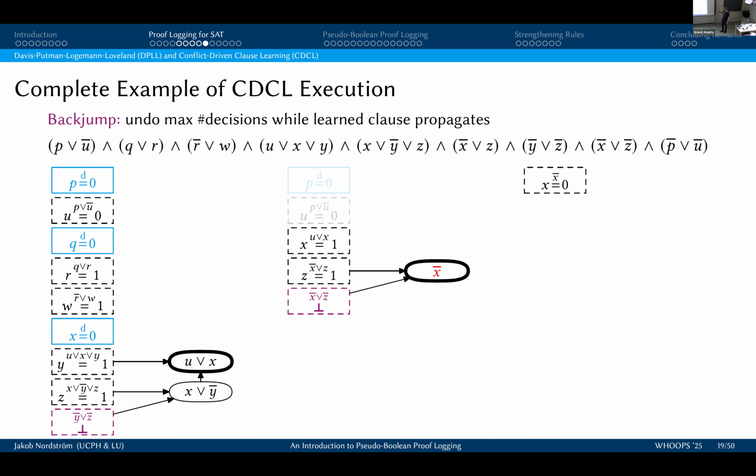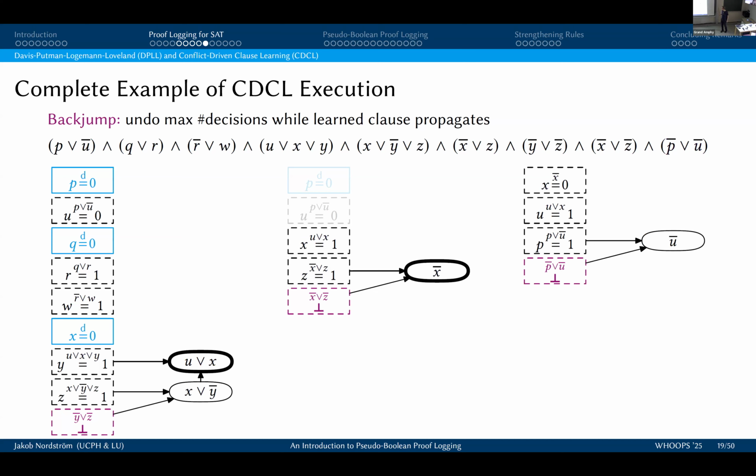So then we back jump all the way to top level. And this so-called unit clause propagates. And then U or X, this learned clause, propagates that U has to be true. Then this clause propagates again, but now it says that P has to be true, and this makes this clause unhappy because it wants P to be false. And now the solver will terminate and say this formula is unsatisfiable.